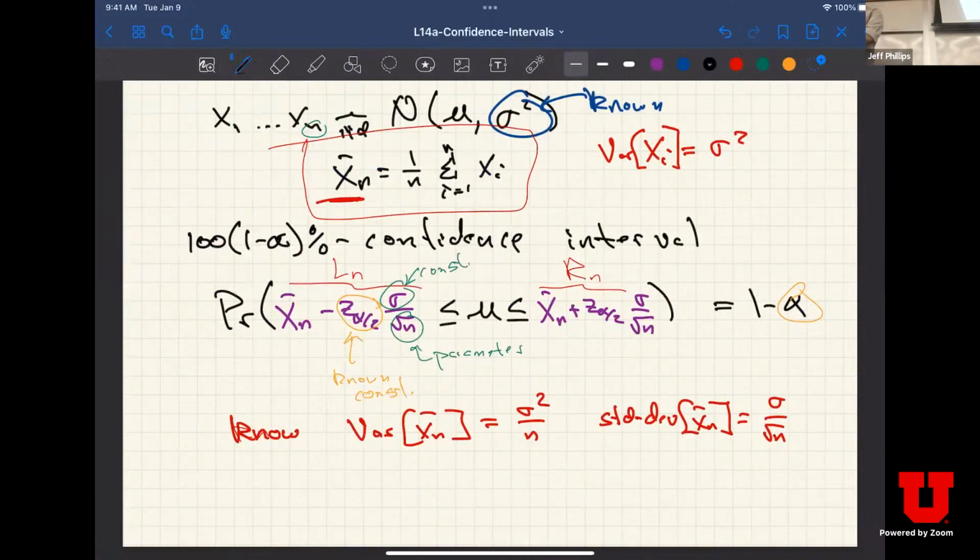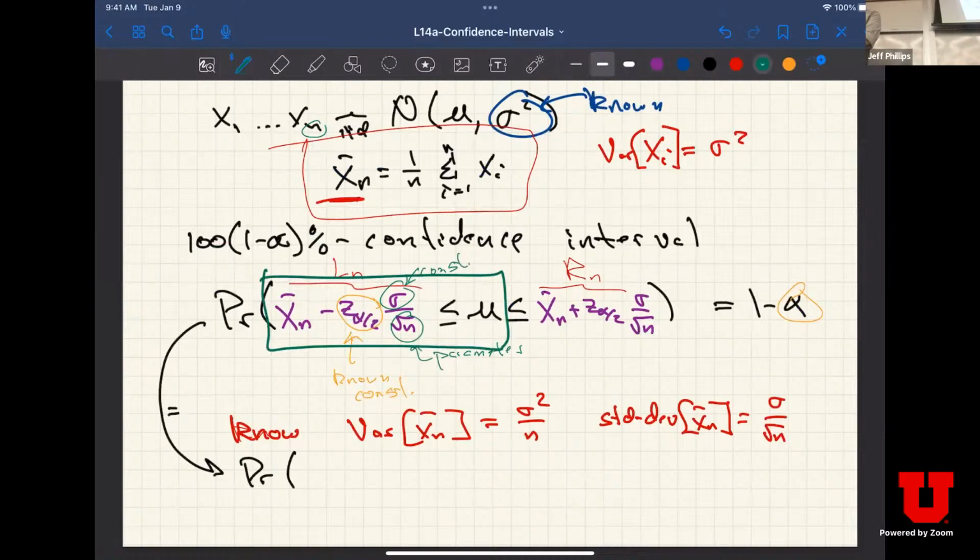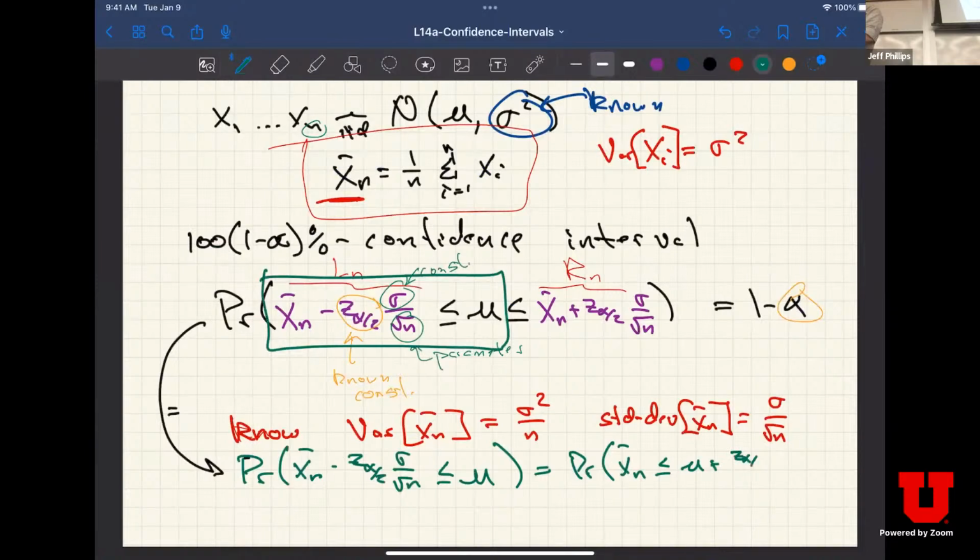If I look at this expression, one thing I can do is say that this is equivalent to adding a constant. Let's only look at this part of the expression. Let's say the probability that xn bar minus z alpha over 2 sigma over square root n is less than mu. I'm just looking at half of this for now. This is equal to the probability that xn bar is less than or equal to mu plus z alpha over 2 times sigma over square root n.